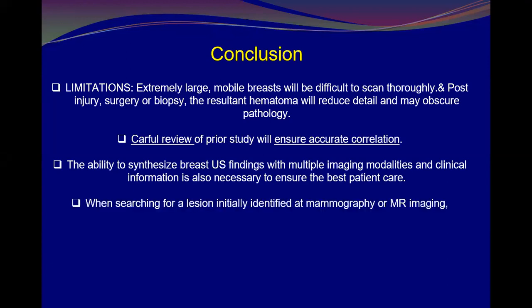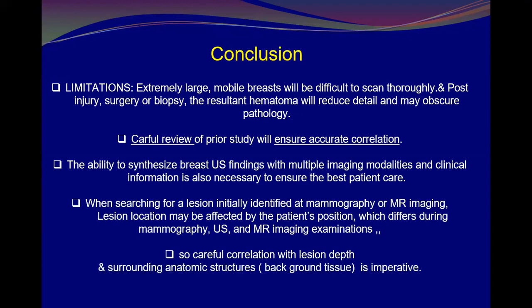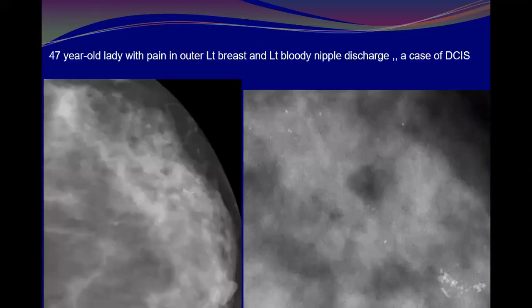And when searching for a lesion initially identified at mammography and MRI, as we mentioned, we have to consider the difference in patient positioning between the techniques, and we have to consider correlation with the depth and the adjacent anatomic structures.